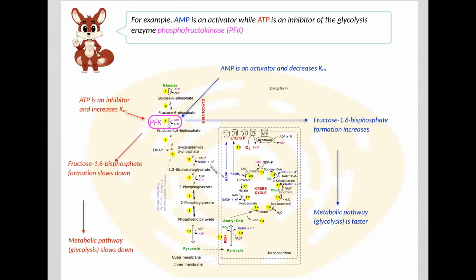So while ATP is an inhibitor, AMP is an activator. When AMP binds to this enzyme, the Km decreases. That will make this reaction go faster. This reaction number 3 goes faster. That means fructose 1,6-bisphosphate formation increases, and that will lead to an increase in glycolysis.